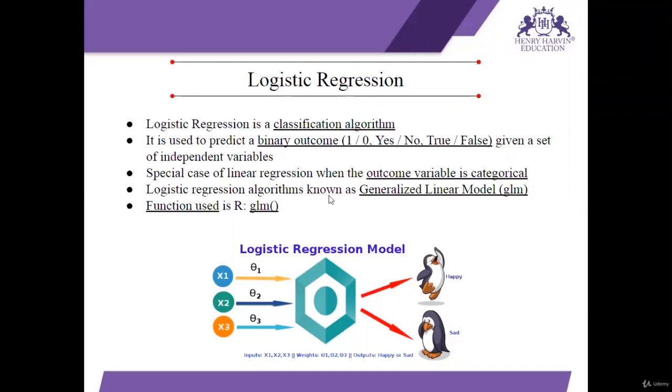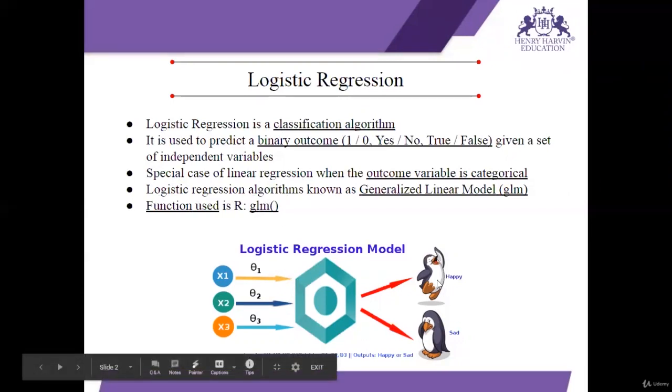Logistic regression is also known as a generalized linear model, which is the function name used in R, that is GLM. As you can see in the picture, we are giving different variables to the model that we created, and the outcome is either happy or sad. So logistic regression helps us get to a conclusion or a result where there is either a true or a false value.